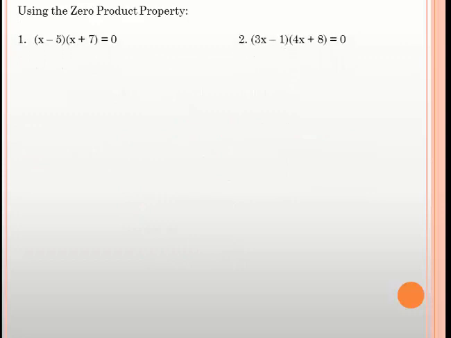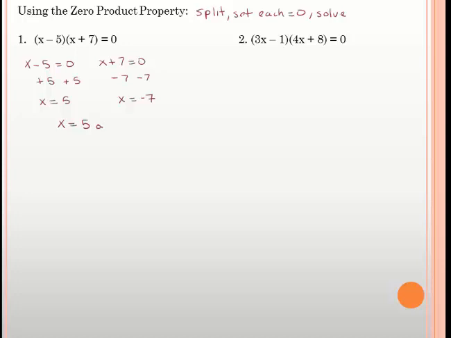Using the zero product property again, I have factored form already, so I split and set each part equal to 0. And then solve. So I have x minus 5 is equal to 0, x plus 7 is equal to 0. Add 5 to both sides, x is equal to 5. Subtract 7 from both sides, x is equal to negative 7. And then when I put it together, x is equal to 5 or negative 7.